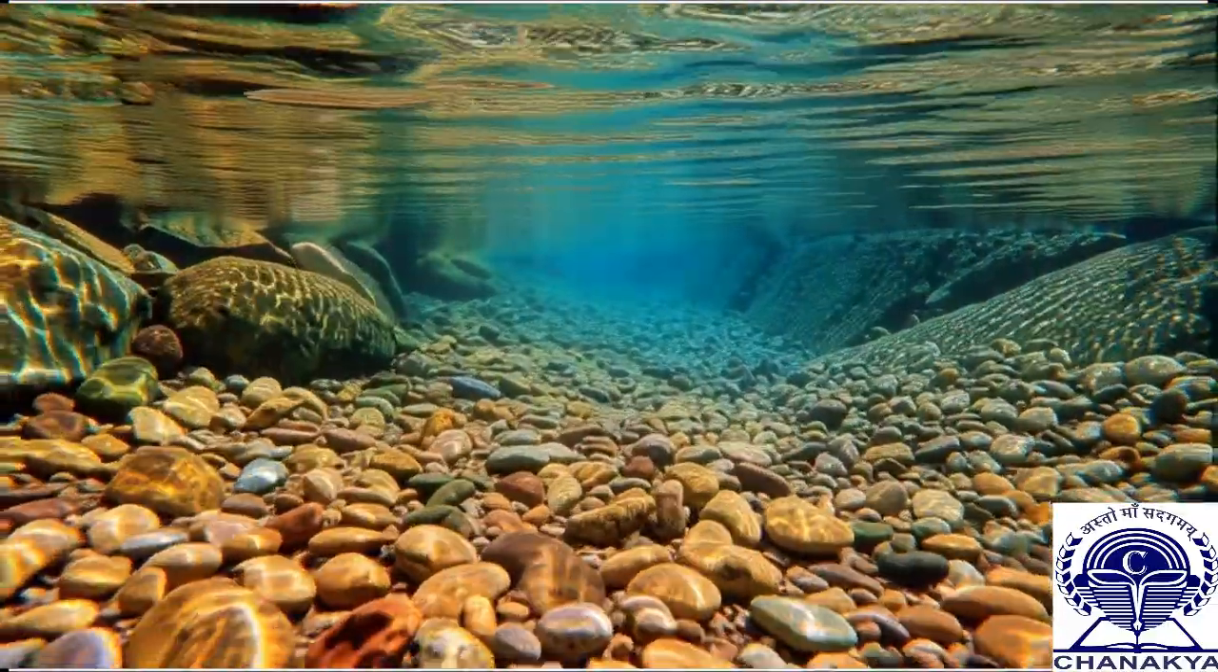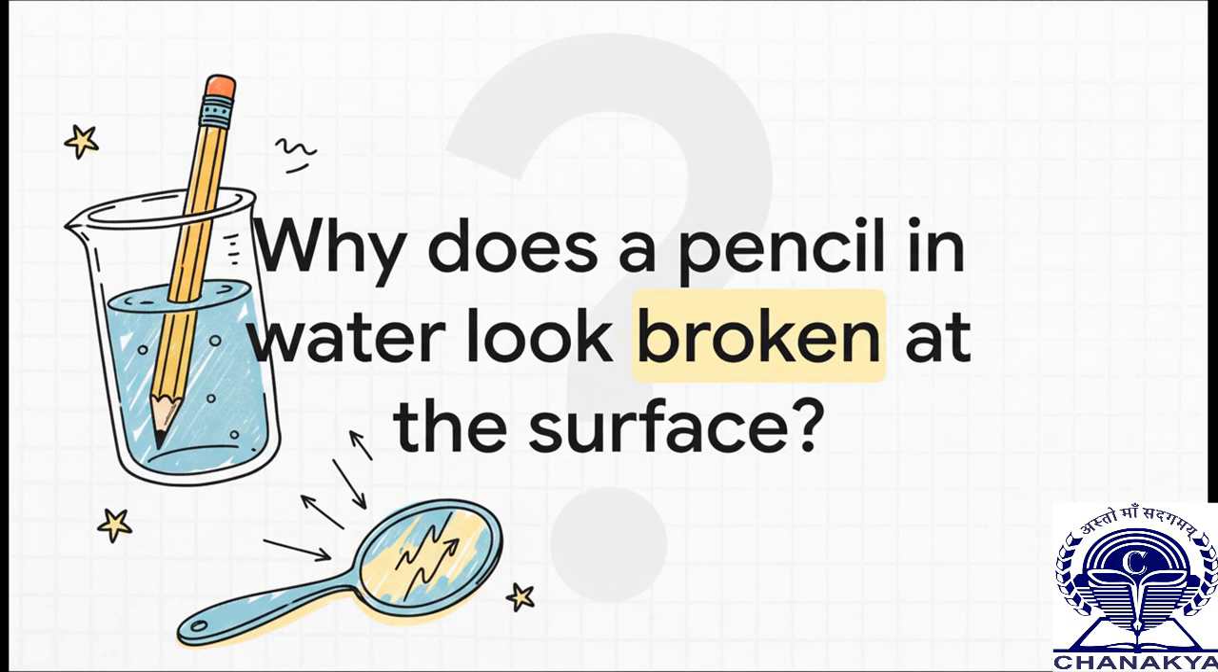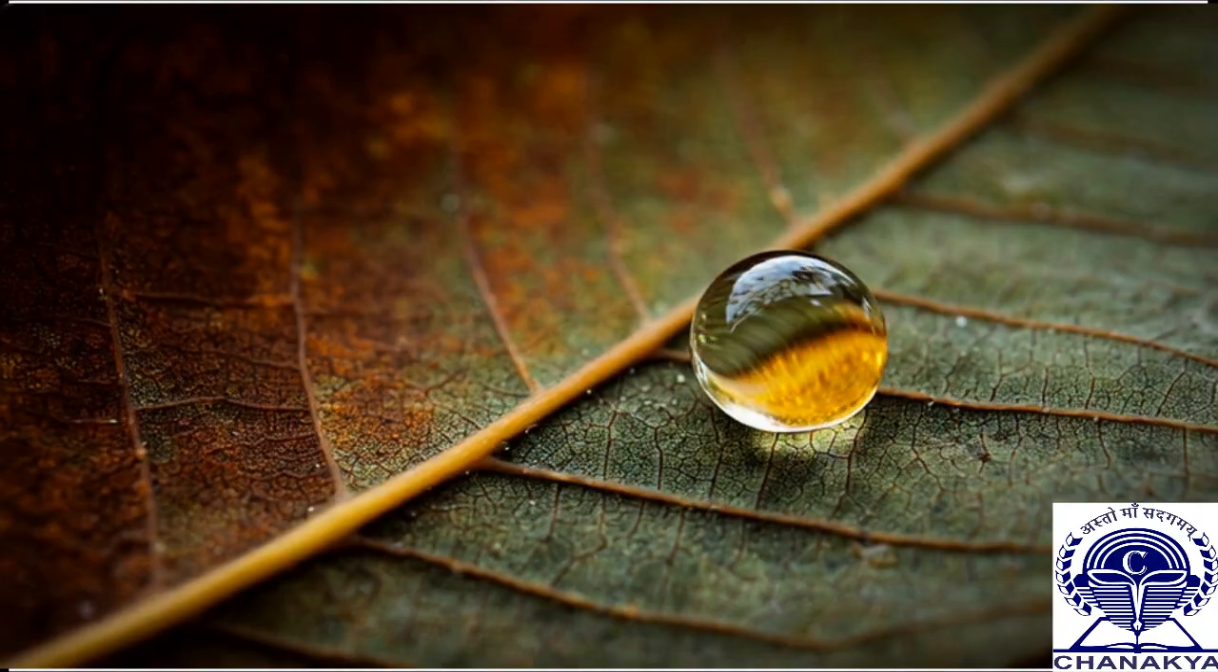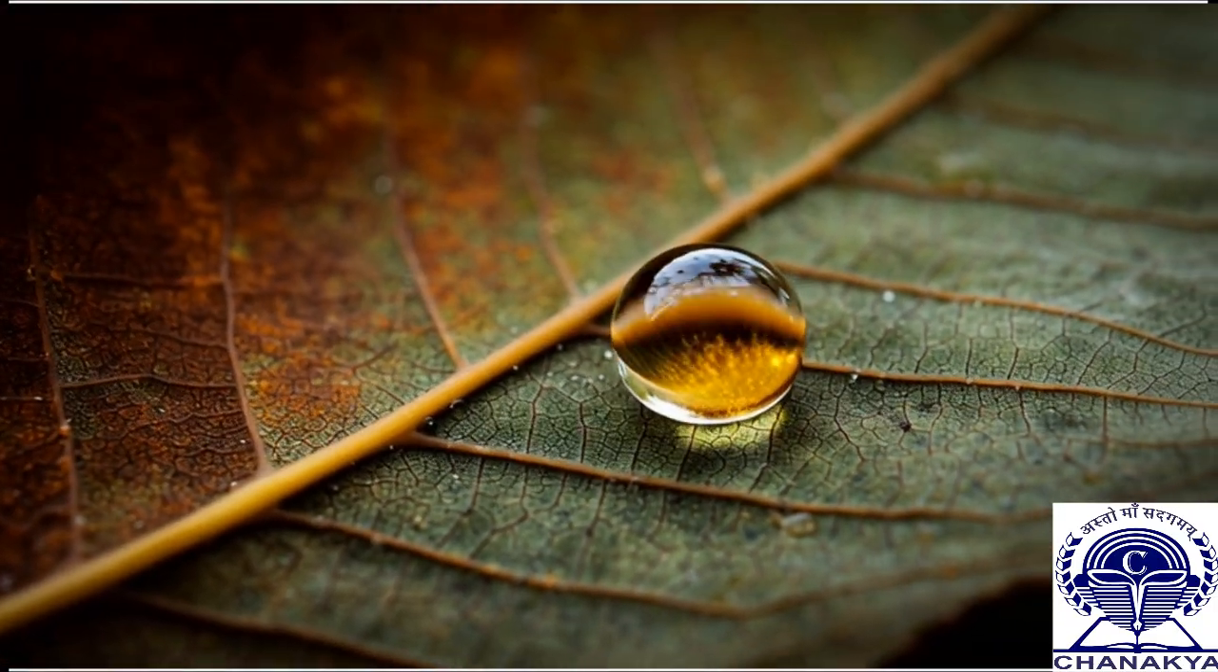I'm pretty sure you've seen this a million times, right? You put a straw or a pencil in a glass of water and you look at it from the side. Right where it hits the water, it looks bent, like it's broken. But you pull it out and, of course, it's perfectly straight. That weird illusion is refraction in action.